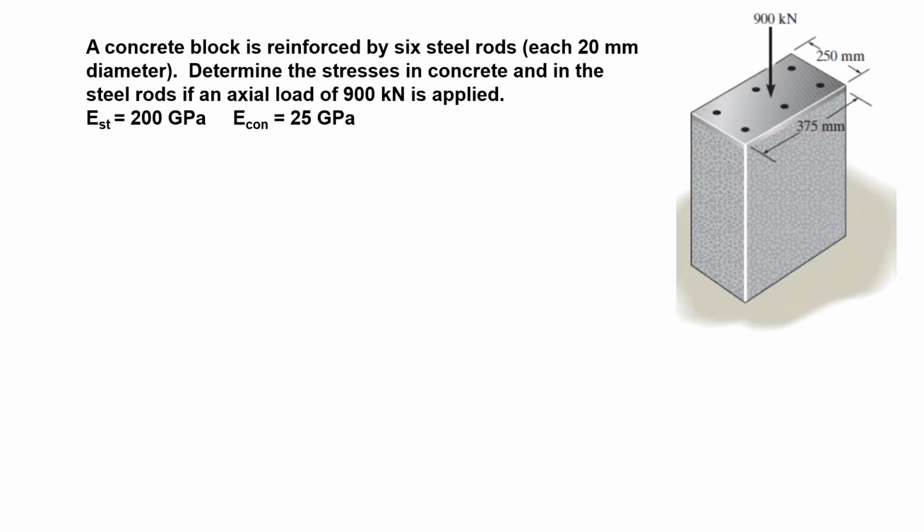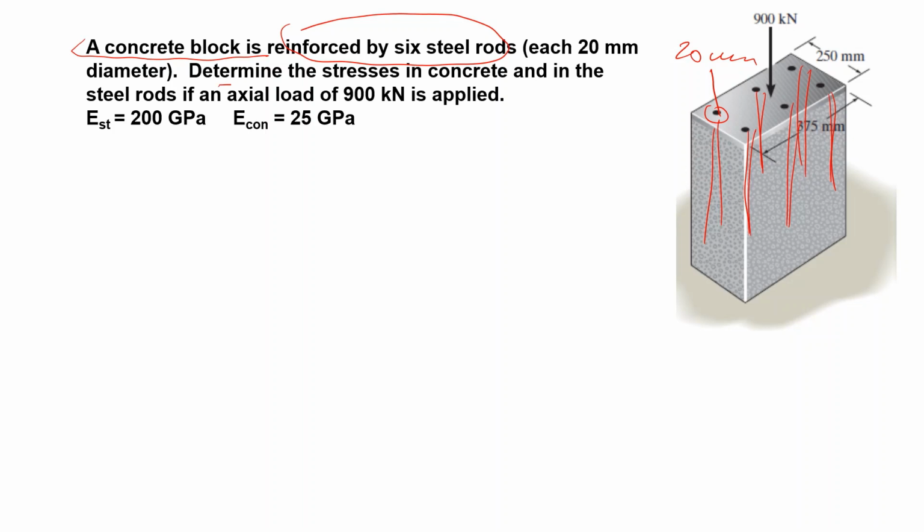In this video, we will solve compatibility problems in axial loading. First one, we have a concrete block, and this block is reinforced by 6 steel rods. You see here, inside we have 6 such steel rods. Each rod has a diameter of 20 millimeter.